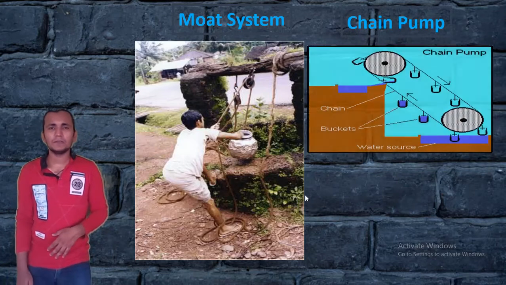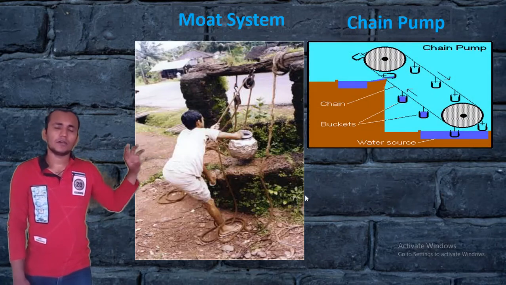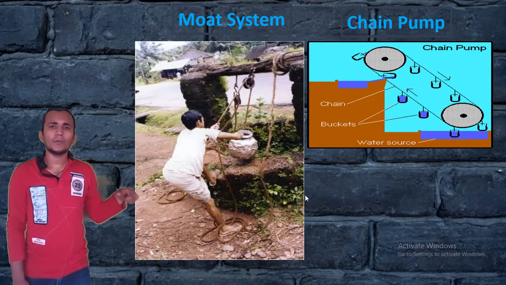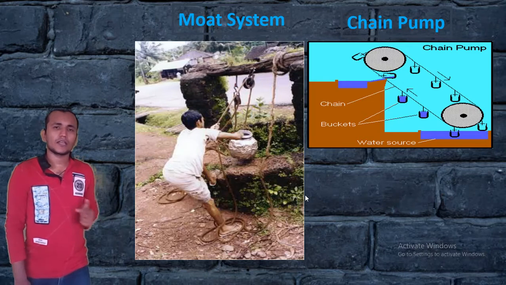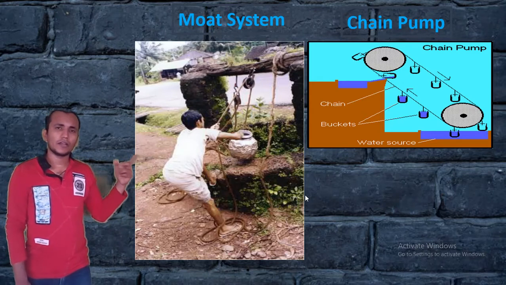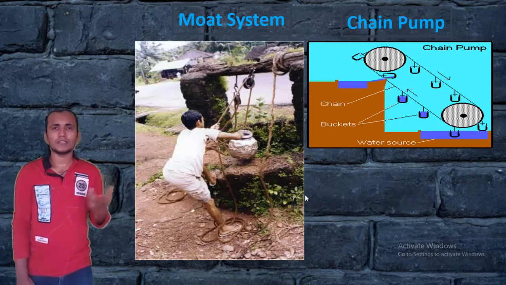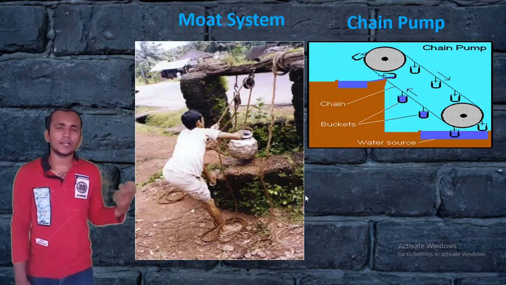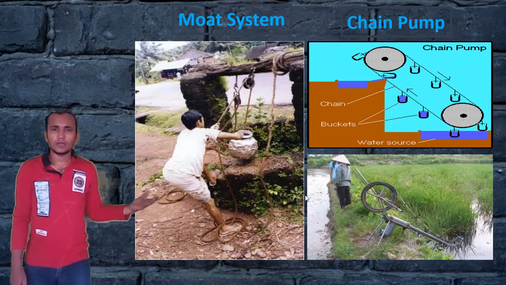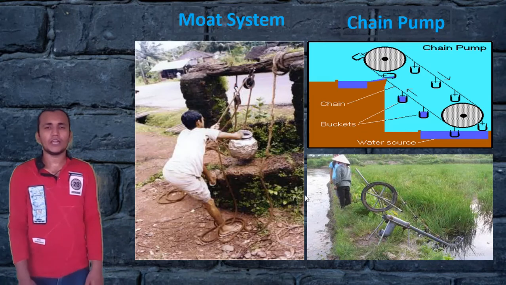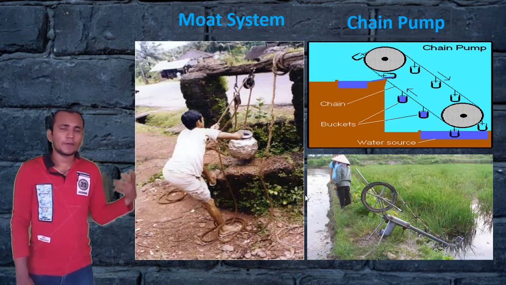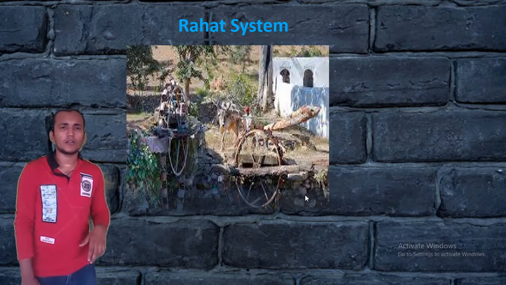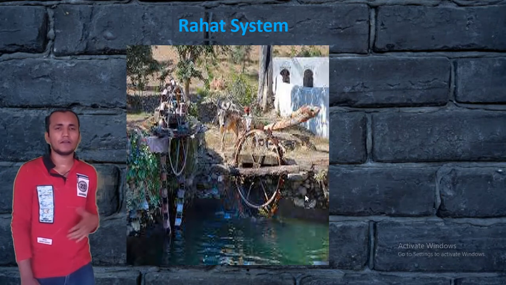Then the chain pump system. Here you can see a manual chain pump. By using a chain roller, buckets can be filled with water and it is collected on the upward side. So that is another old traditional system. That is another picture, same as the chain pump. That is an old system that can be replaced with a modern system. But we have seen how water irrigation was available in the past.